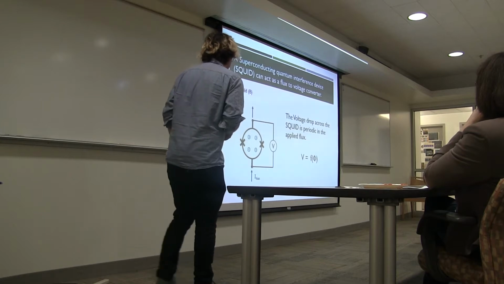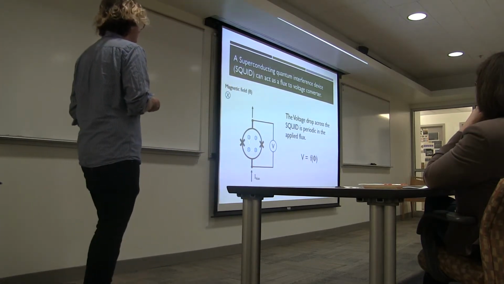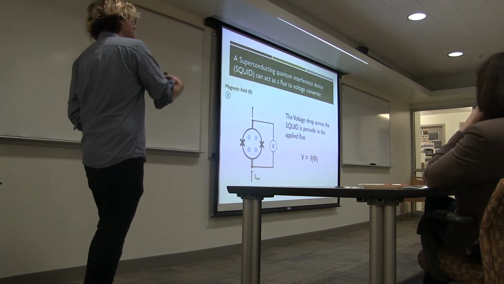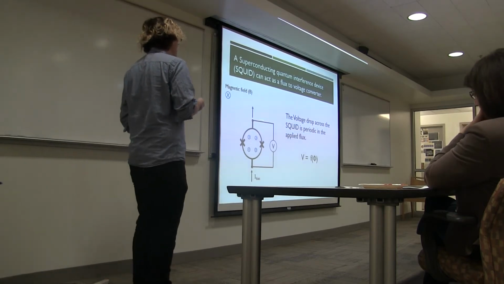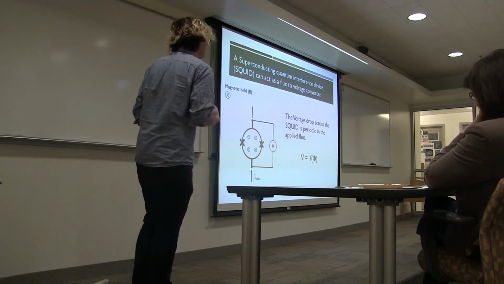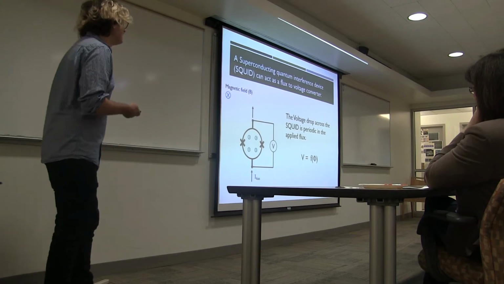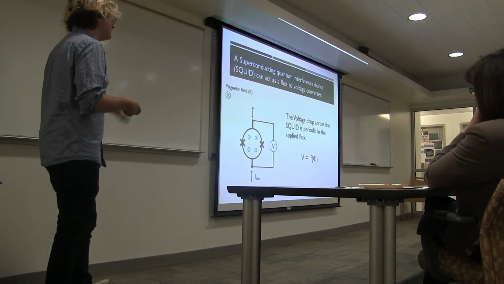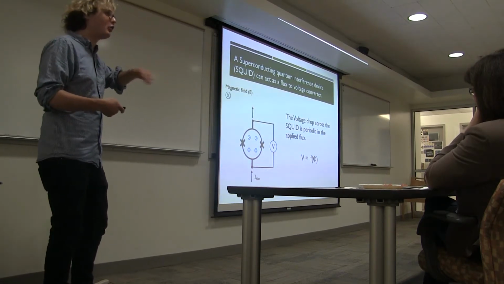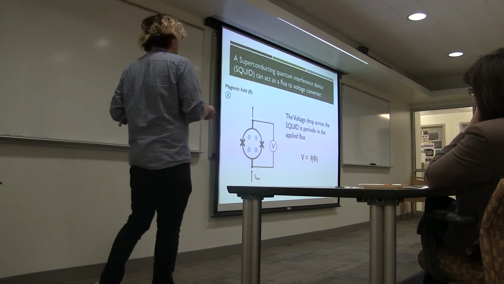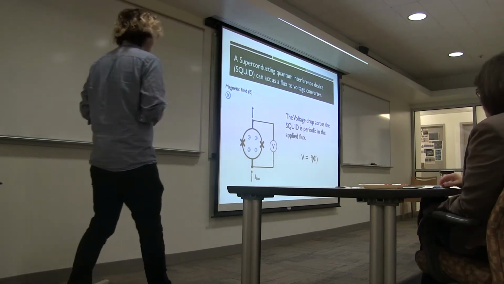In particular, if we flow a bias current through the SQUID, so it's just above its superconducting state, the voltage drop across the SQUID will be periodic in flux. And so by measuring the voltage and moving the SQUID over the sample, we can record that voltage and therefore something that's related to the flux of the sample.